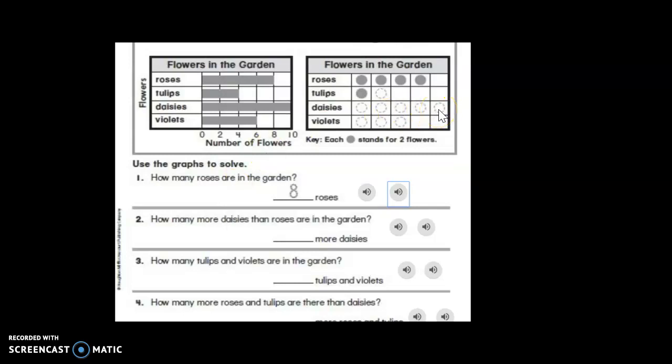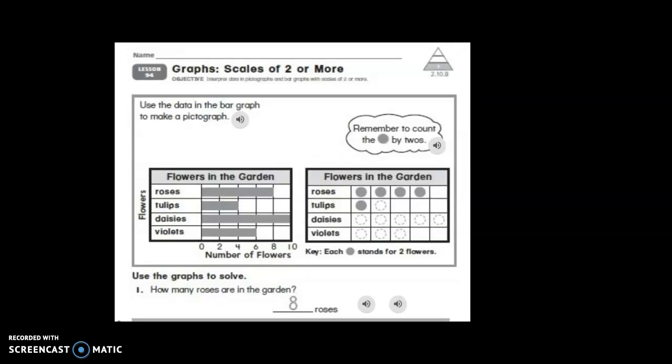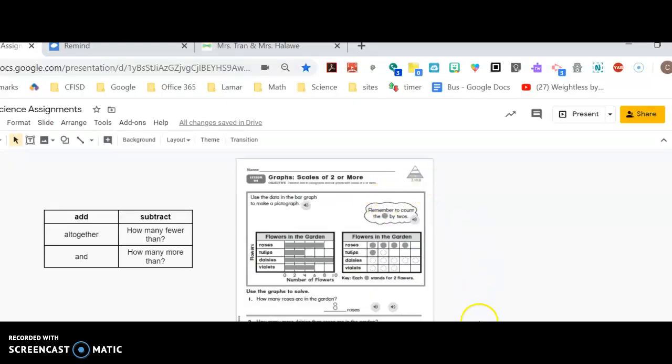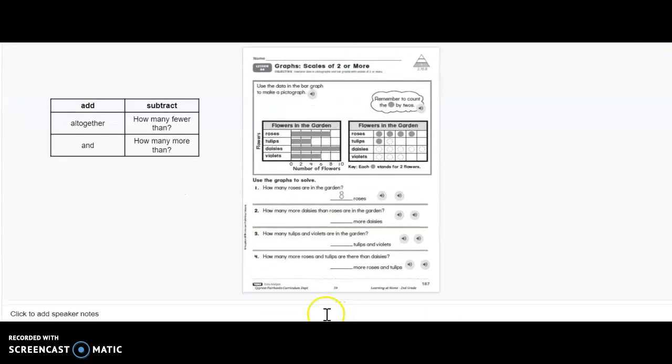Now if you were doing this assignment, you would have to start reading from the top all the way to the bottom. I'm going to go ahead and get out of this present mode so that we can go back to our instructions. Let me move this down for you. Let's go to our second page.